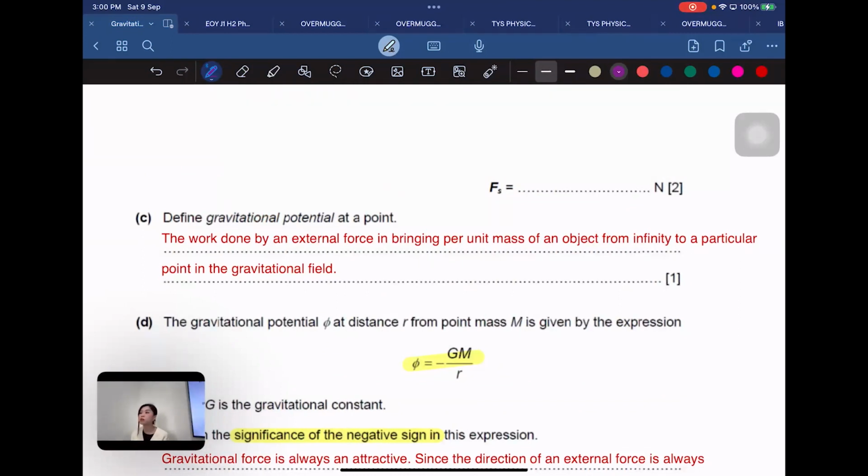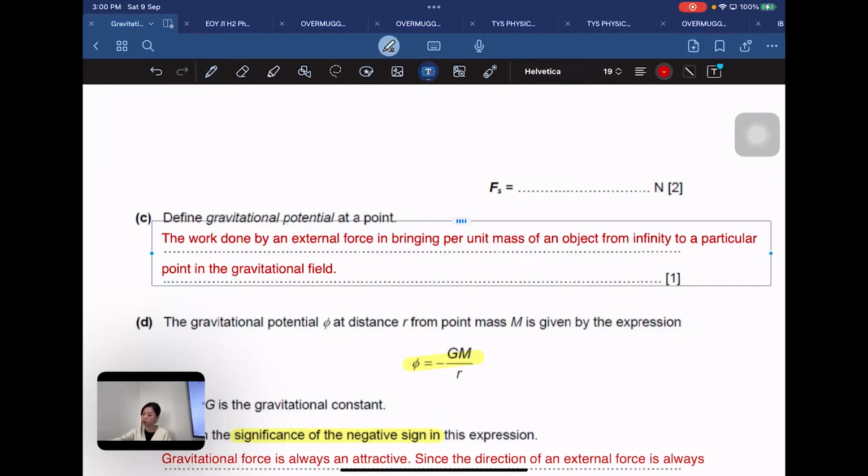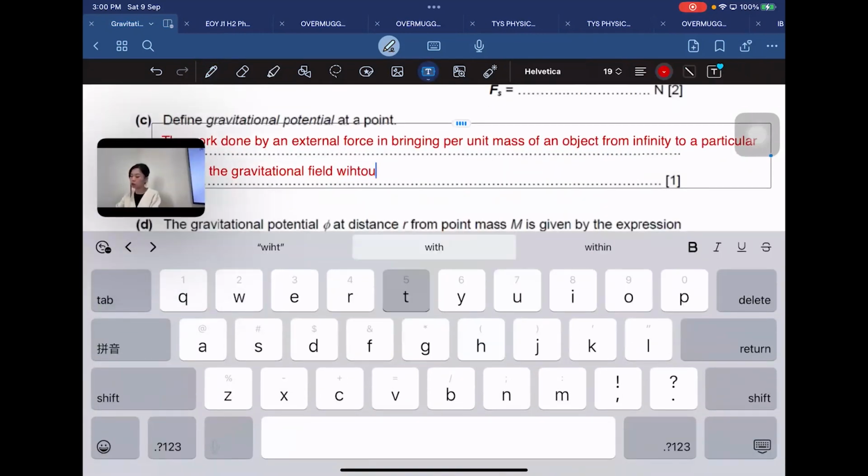But because there is no energy, it's just work done per unit mass. Understand? And then don't forget to mention without a change in kinetic energy. Clear? So you bring it from infinity to that particular point in the gravitational field without a change in kinetic energy.